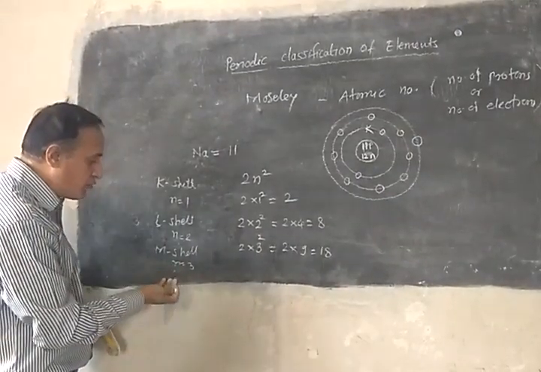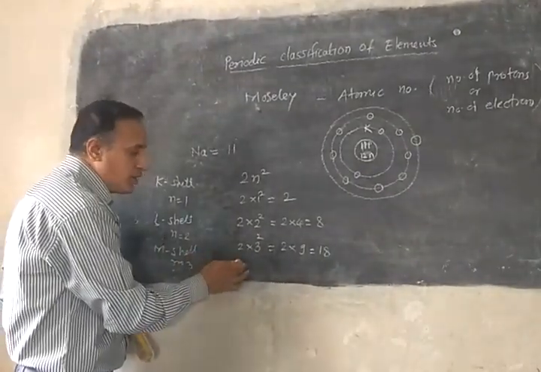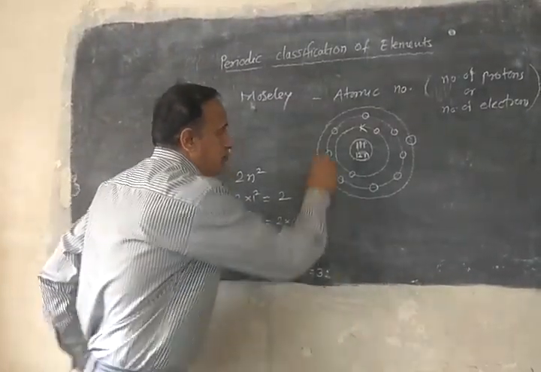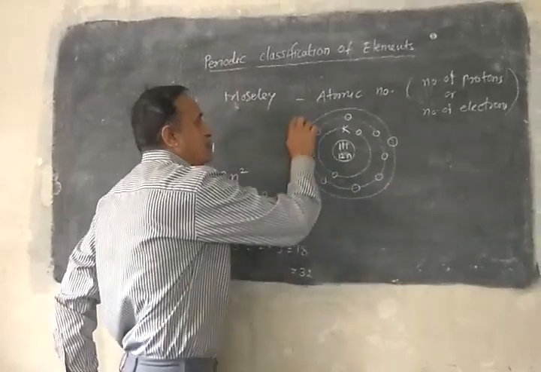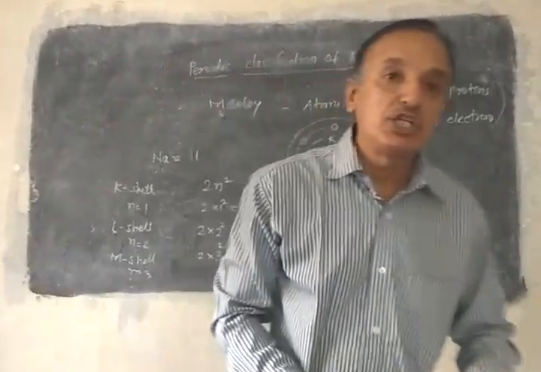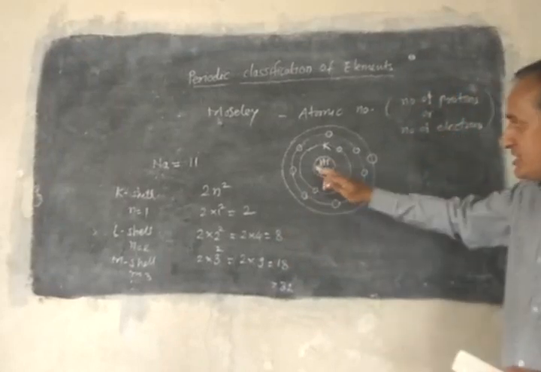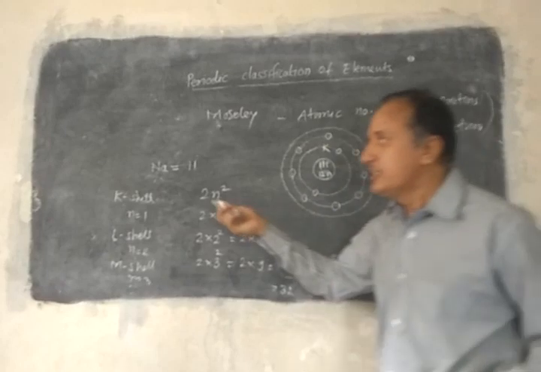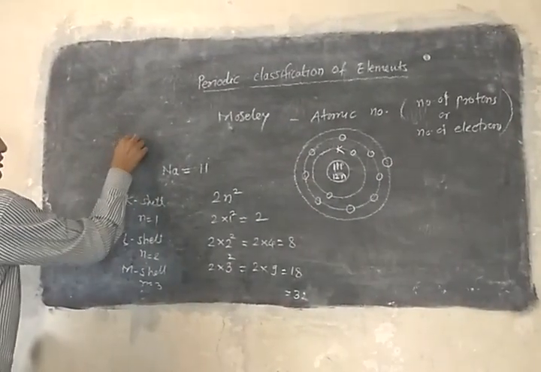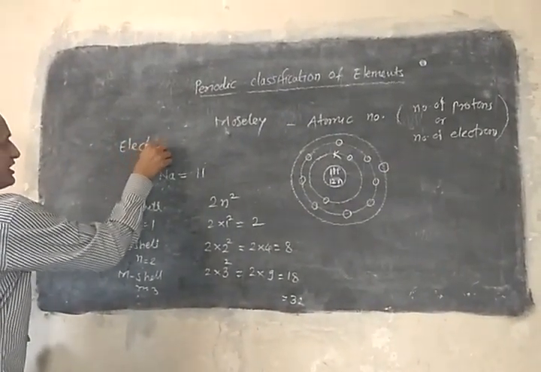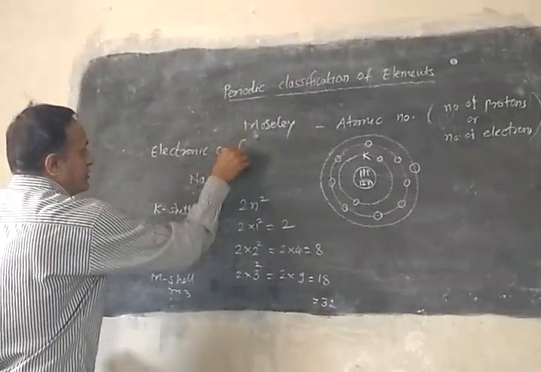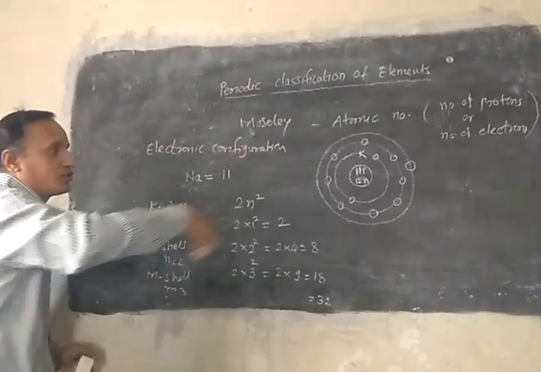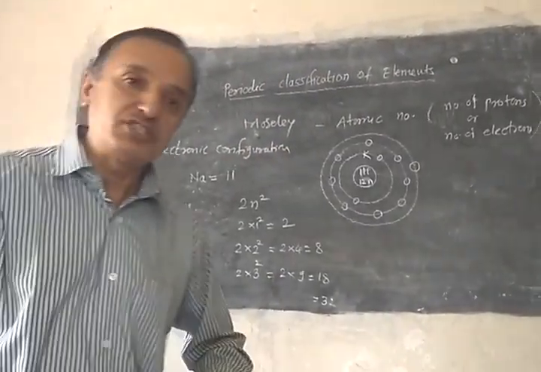Similarly, if you put n equal to 4, that means the N shell, here 2 into 4 square, that is 2 into 16, it will come 32. The fourth shell has the capacity to hold 32 electrons. So this distribution of electrons in the different shells is called the electronic configuration. It was there last year, so I have just revised that. Electronic configuration is how electrons are distributed in the different orbits.